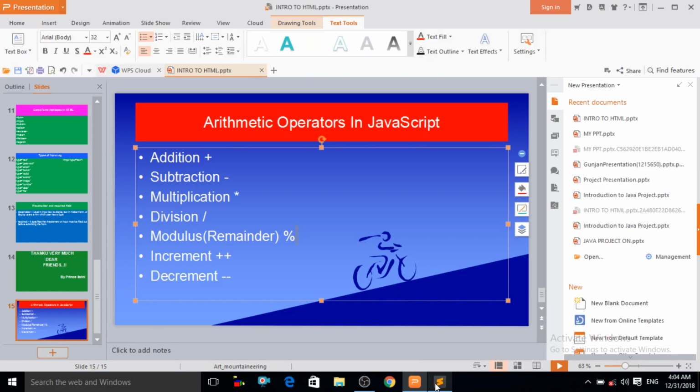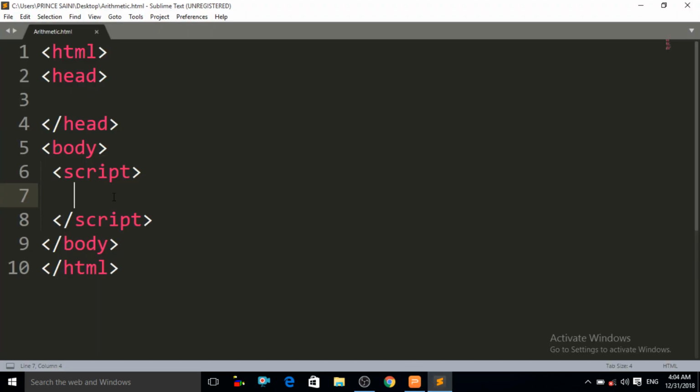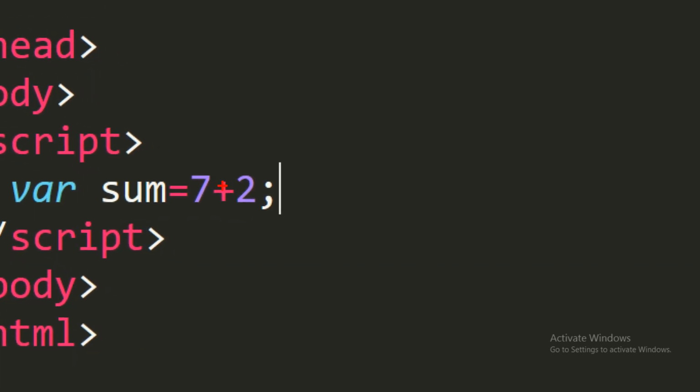For that, we first open the Sublime Text editor and discuss the addition arithmetic operator, friends. We create a variable, and then sum is equals to, let us give the value 7 plus 2, and then a semicolon, friends. Now here, friends, what is this plus? This plus is the addition operator, friends. And this equals to is the assignment operator, friends.